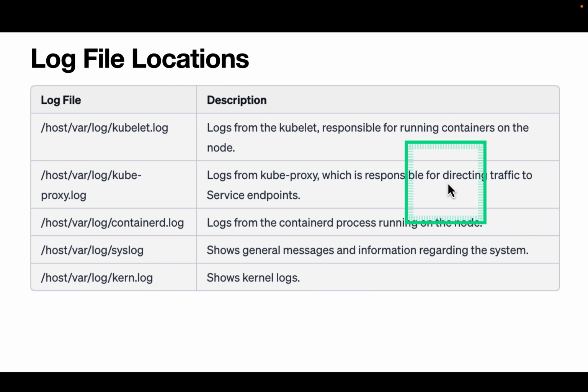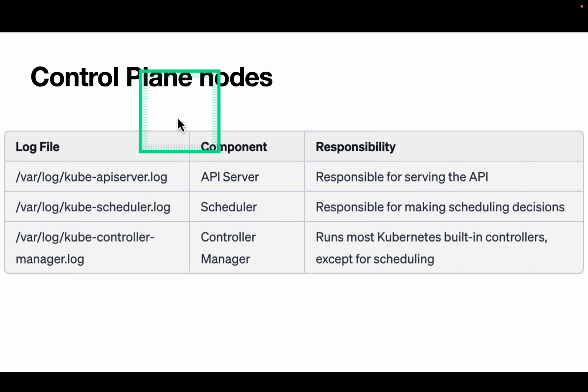This is, you can say, the control plane or master node. So we have /var/log/kube-apiserver, /var/log/kube-scheduler, and /var/log/kube-controller-manager, and these components, API server, scheduler, and controller manager. The API server is for serving the API. Next one, kube-scheduler, responsible for making scheduling decisions, and third one, controller manager, runs most Kubernetes built-in controllers except for scheduling.